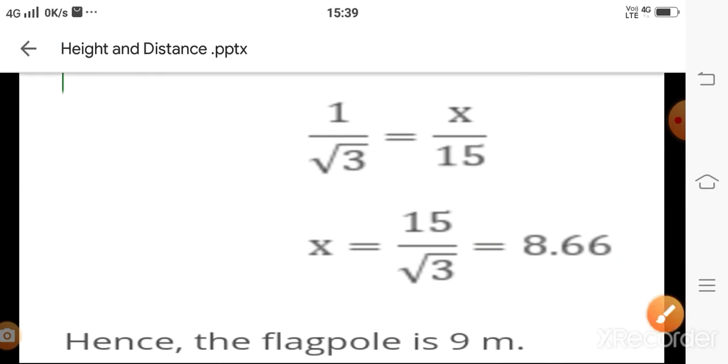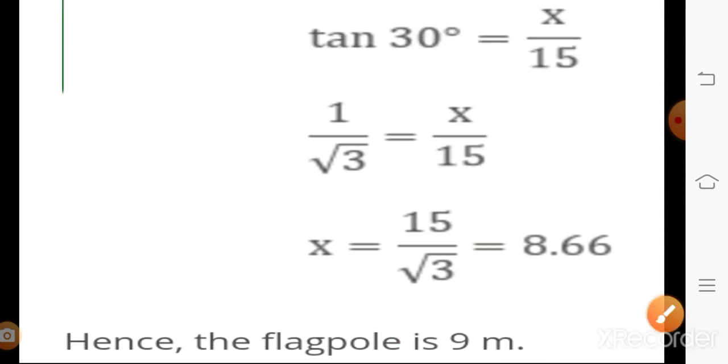This also you have to learn. Sometimes when we observe the answer sheet of exercise 9.1, the solutions are in square root. But we know that if an irrational number is in the denominator, we must rationalize that value.